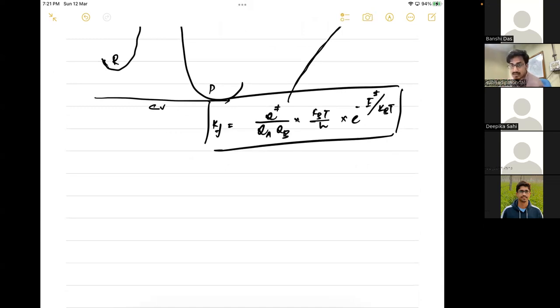Now you can ask, this is the classical theory, so what is h doing here? The Planck constant you generally see in quantum mechanics, but this is all classical theory, classical statistical mechanics, a classical derivation. So what is h doing here? It is an important question to ask. Think about it yourself. kB is the Boltzmann constant, T is the temperature, and E double dagger we call the activation energy or energy threshold.